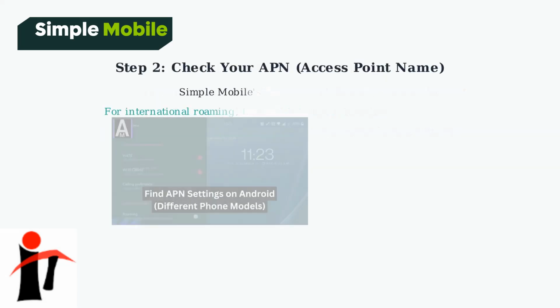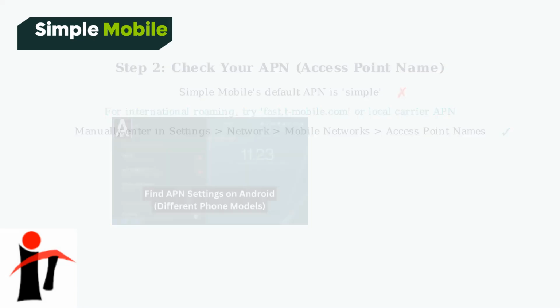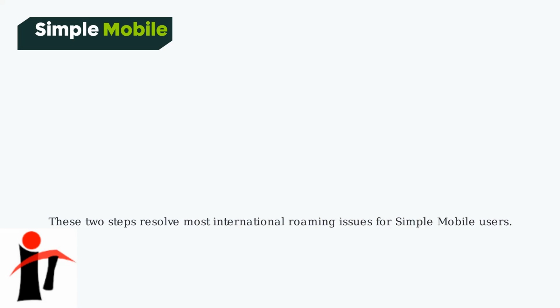Next, check your APN, access point name. Simple Mobile's default APN is Simple, but for international roaming, try switching to fast.tmobile.com or the specific APN of the local carrier in the country you're visiting. Incorrect APN settings prevent data access. Manually enter the APN in Settings, Network, Mobile Networks, access point names. These two steps resolve most international roaming issues for Simple Mobile users.